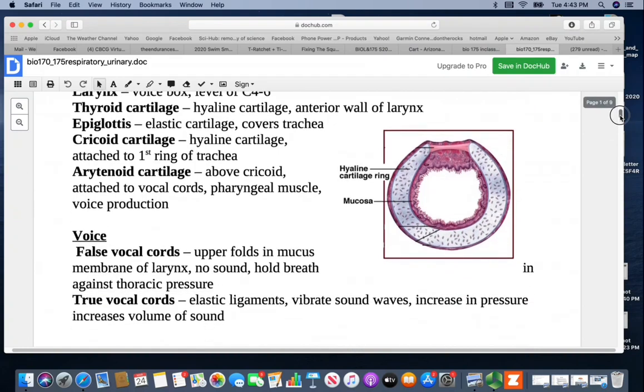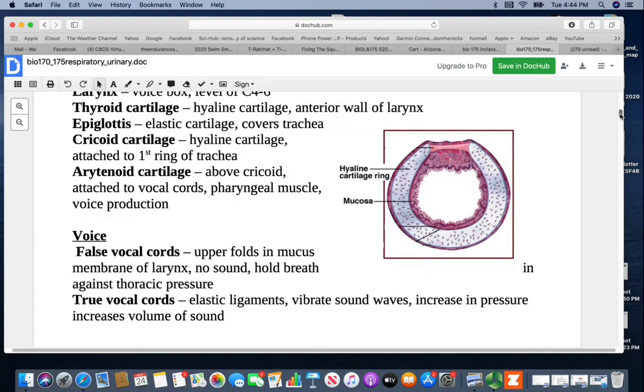So when we look at voice, we have false vocal cords that are going to be upper folds in the mucous membrane of the larynx. So if you were to just remove the head and look down the neck, the first thing you would see would be the false vocal cords. They don't actually produce any sound, but what they do allow you to do is hold your breath against them to build thoracic pressure. This is what allows you to be able to cough.